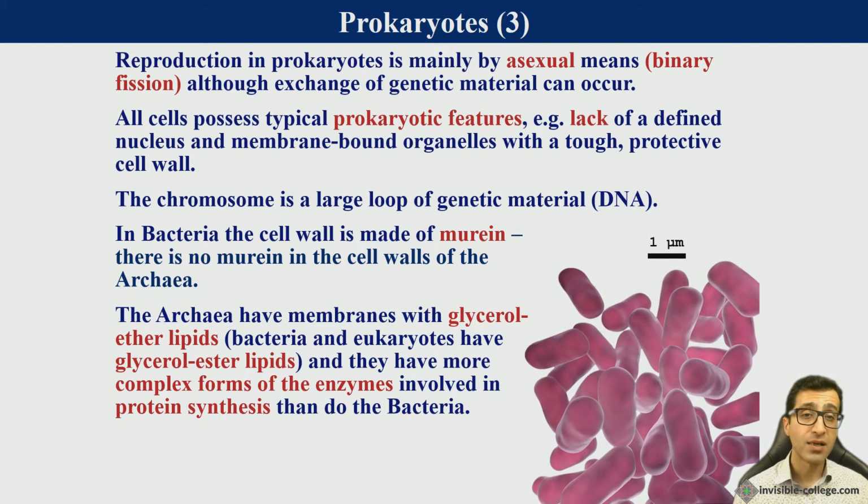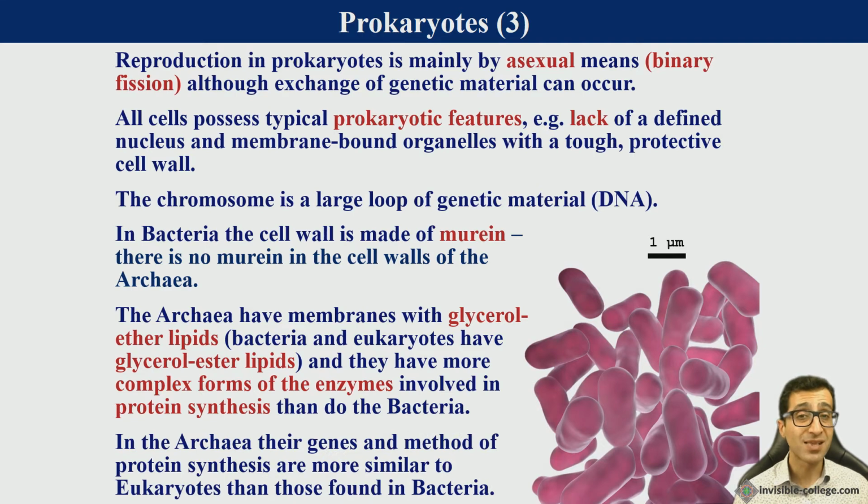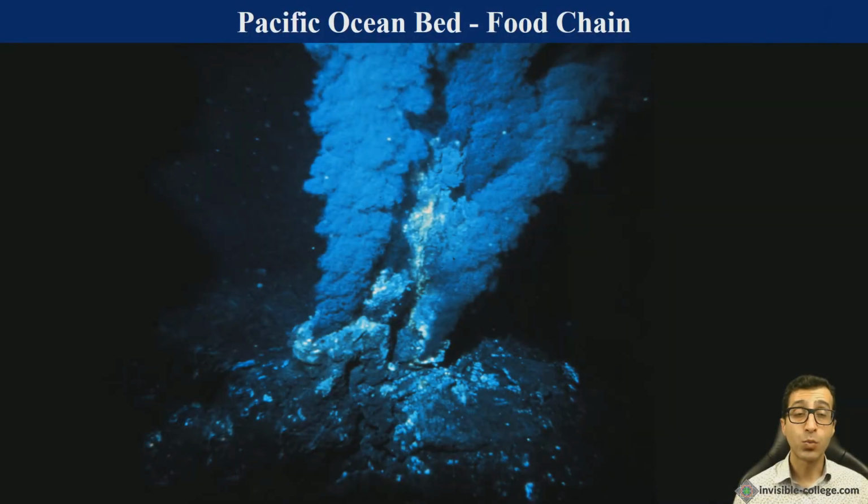Now, the archaea have more complex forms of the enzyme involved in protein synthesis than you find in bacteria. Now, in the archaea, their genes and their method of protein synthesis are more similar to eukaryotes than found in bacteria. So, for example, one of the environments in which you find these organisms are the hydrothermal vents that you find in the floor of the ocean, such as in the Pacific Ocean bed. So, an example of a food chain that you find these organisms in.